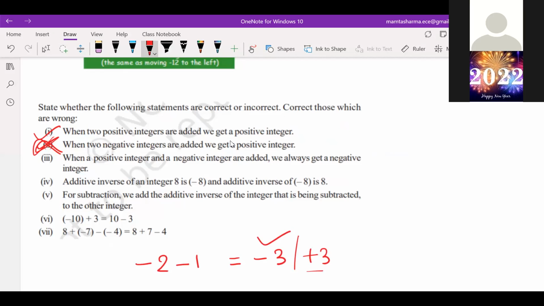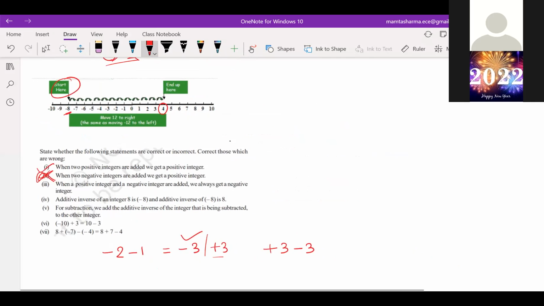When a positive integer and a negative integer are added, we always get a negative number. No, ma'am, that's false. We can get a positive number also. We should take the sign of the greater number. We can get 0, positive or negative, any number. So this statement is false.